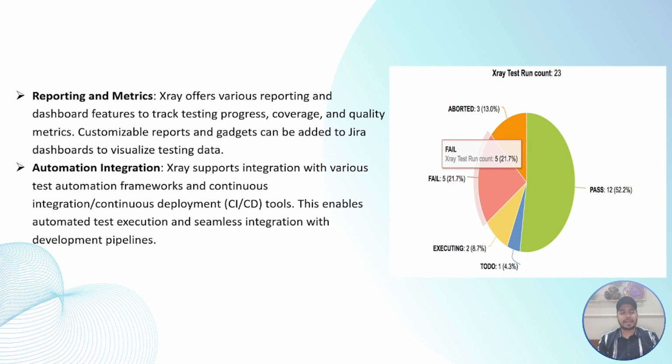Next feature is reporting and metrics. Xray offers various reporting and dashboard features to track testing progress, coverage, and quality metrics. Customizable reports and gadgets can be added to the Jira dashboard to visualize testing data. One of the visualizations, as we can see on the right side, shows that the test cases which have been passed are 52.2 percent, to do are 4.3 percent, executing are 8.7, and other statuses. We can create such statuses as well.